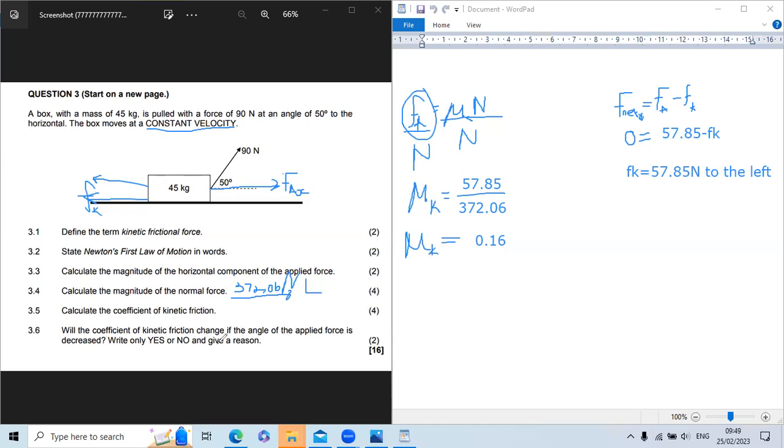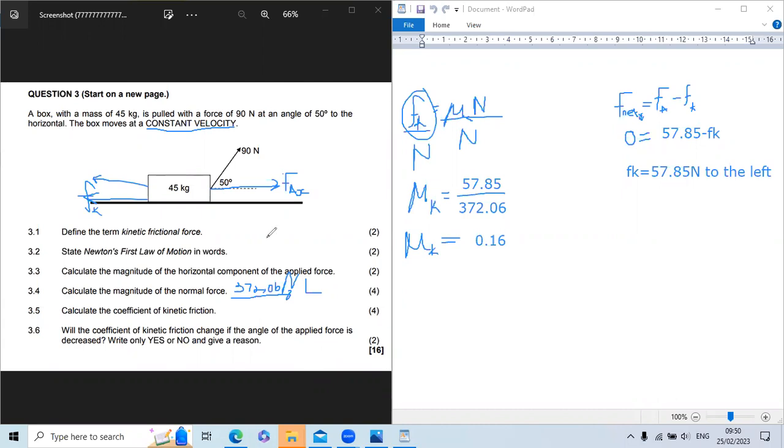Write only yes or no and give your answer. What do you guys think? Is the coefficient going to decrease or increase? Will it change at all, actually?